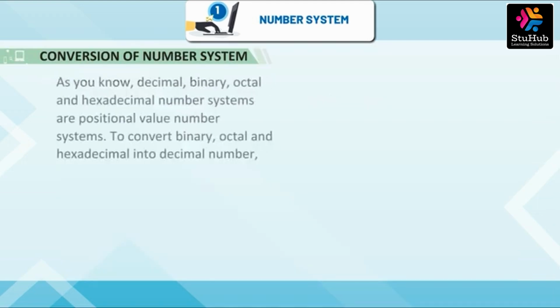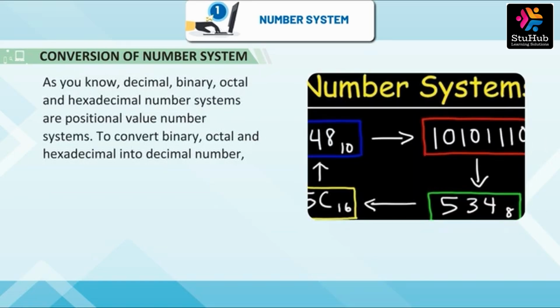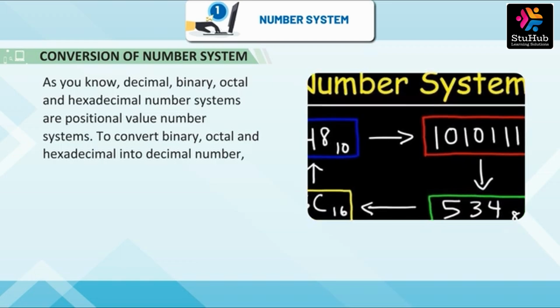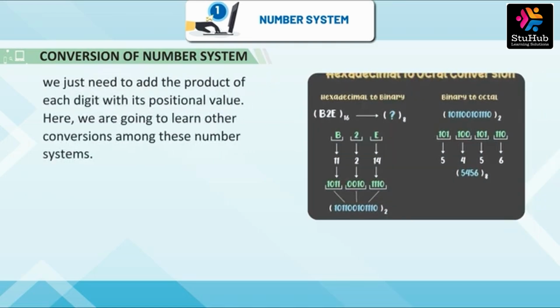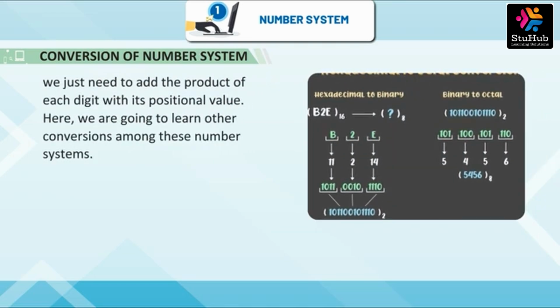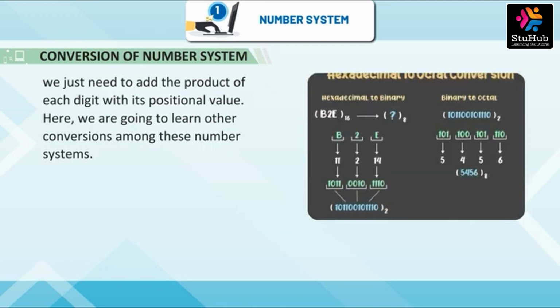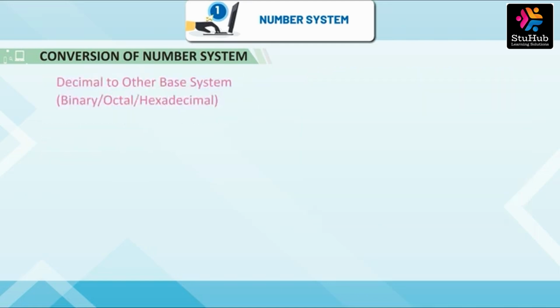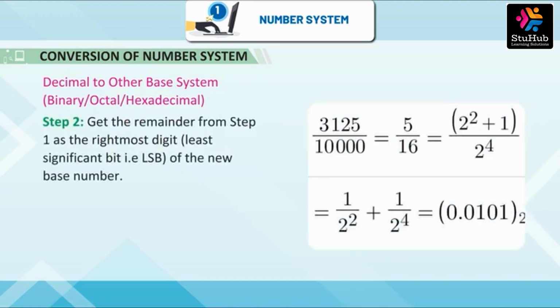Conversion of number system. As you know, decimal, binary, octal and hexadecimal number systems are positional value number systems. To convert binary, octal and hexadecimal into decimal number, we just need to add the product of each digit with its positional value. Here, we are going to learn other number conversions among these number systems. Decimal to other base systems: binary, octal, hexadecimal. Step 1. Divide the decimal number to be converted by the value of the new base. Step 2.